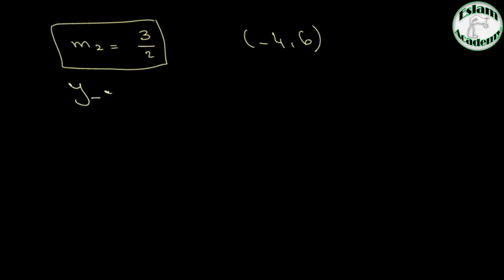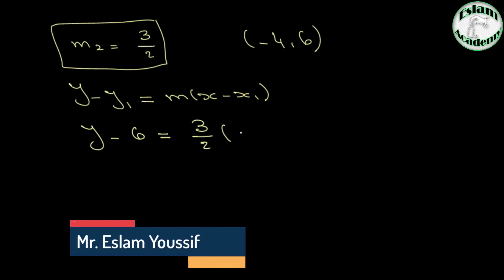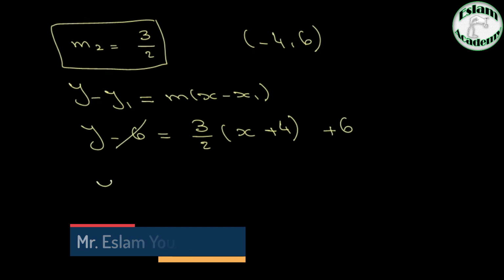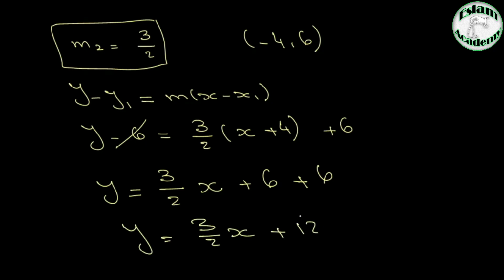The equation is y minus y1 equals m times x minus x1. So y minus 6 equals 3 over 2 times x minus negative 4, which is plus 4. By simplifying, we're adding 6. So y equals 3 over 2x, plus 3 over 2 times 4, which is equal to 6, plus 6. Then y is equal to 3 over 2x plus 12.